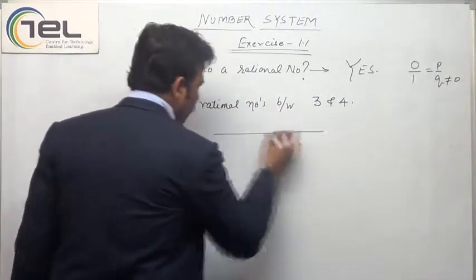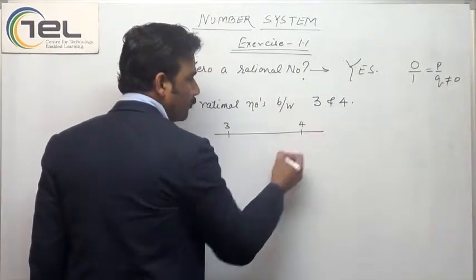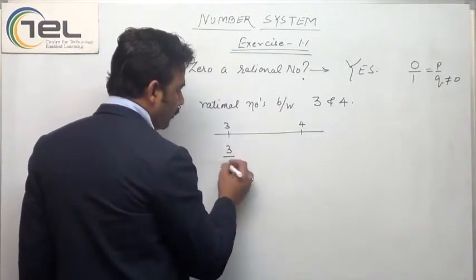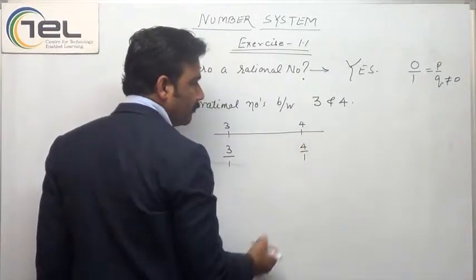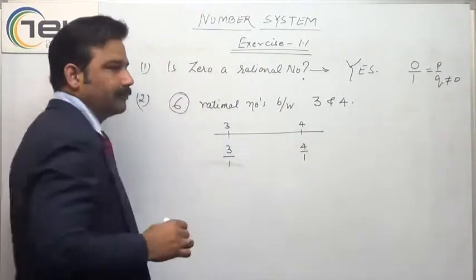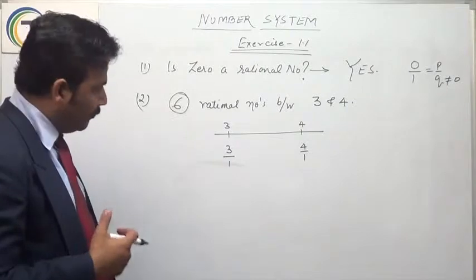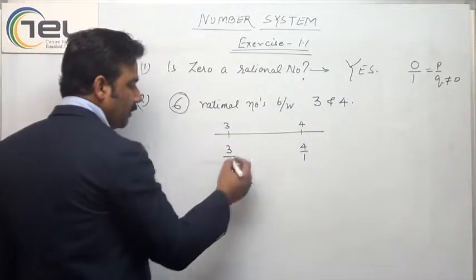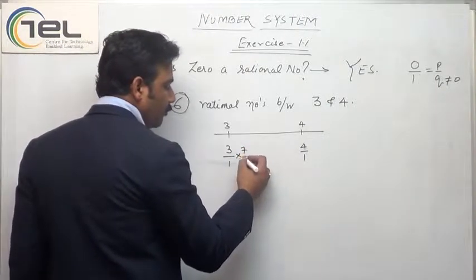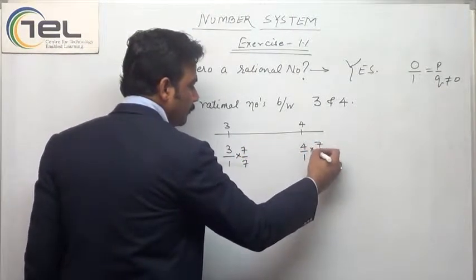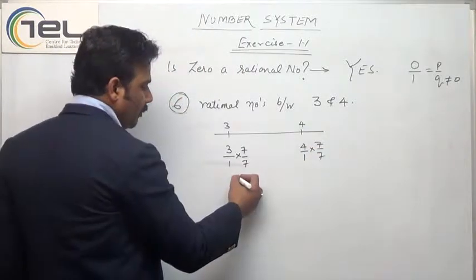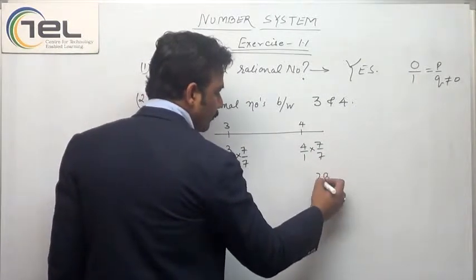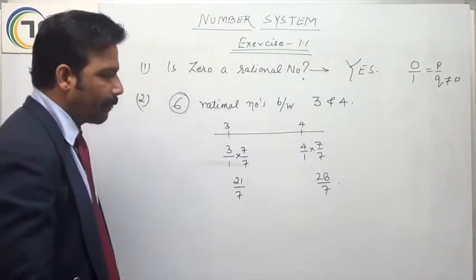One number is 3 and another number is 4. 3 can be written as 3 by 1, and 4 can be written as 4 by 1. I have to find 6 numbers. Let me multiply these numbers by 7, both numerator and denominator. The number is 21 by 7. This is 28 by 7.